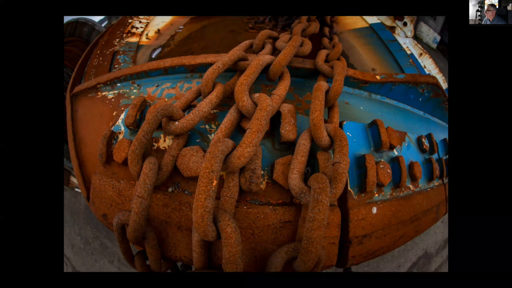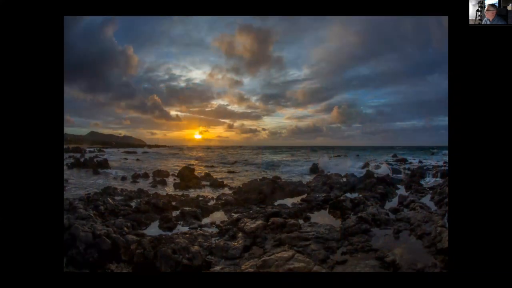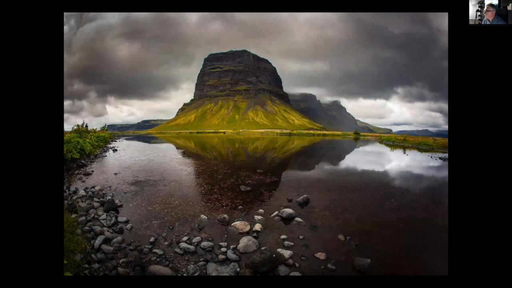So if you don't like that distortion, the key is to get your horizon exactly in the middle and not have anything vertical going on. This is a sunrise in Hawaii and that horizon is perfectly in the middle and see how straight it is? Since there's nothing vertical going on in the picture, it looks pretty nice and it really emphasizes that foreground.